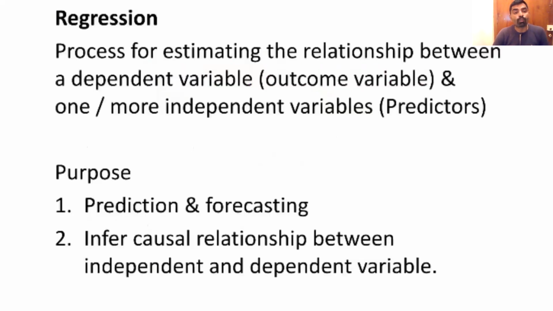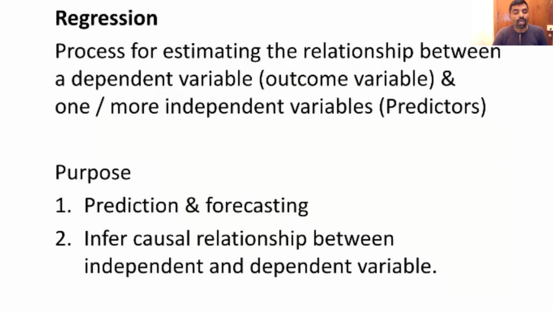Then regression is the process for estimating the relationship between a dependent variable, that is the outcome variable, that is the result variable, and one or more independent variables, that is the predictors. The purpose of regression is prediction and forecasting. You can predict what is going to happen in future, forecasting sales with the help of past data. It is also possible to forecast future pricing and future sales with regression analysis.